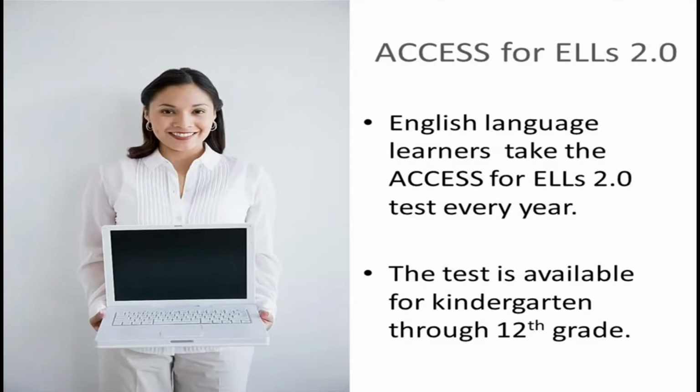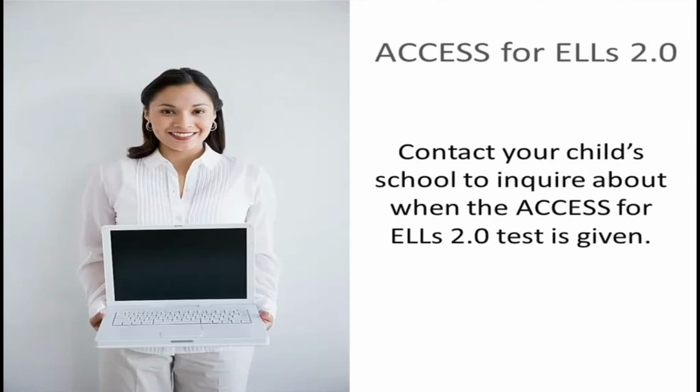Access for ELLs 2.0 is administered annually to English language learners in order to meet state and federal requirements. The testing window, or the time frame to administer the test, varies depending on which state you live in. Once the test is scored, the score reports are shipped to the schools.